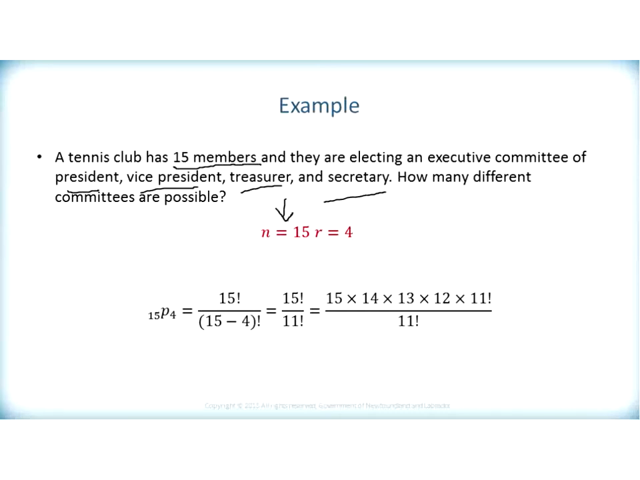So we have 15 objects taken 4 at a time, which is 15 permute 4. We see that it can be 15 factorial over 11 factorial, and 11 factorial can cancel out. This would give us 32,760 options. 32,760 committees that are possible.